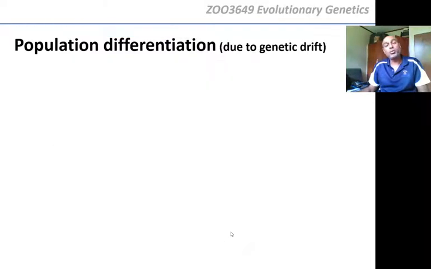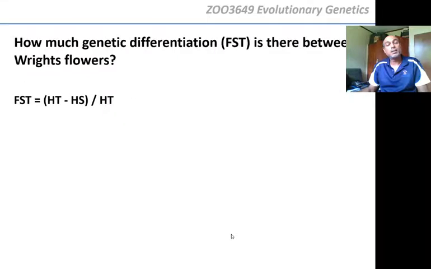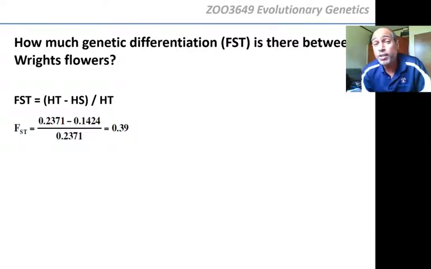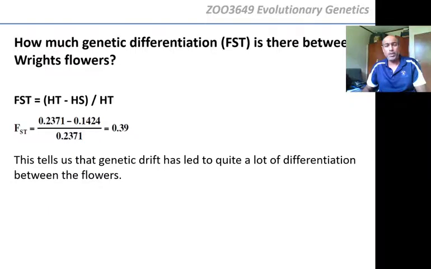And so now we go back to our formula. Here it is, HT minus HS divided by HT, 0.2371, and we get 0.39 for the FST for that whole population of Wright's flowers. So how much differentiation is there in that whole population among subpopulations? Well, it's quite a lot. It's a huge amount of differentiation, actually. 0.39 is a very high FST.